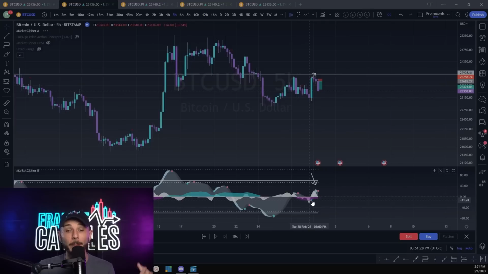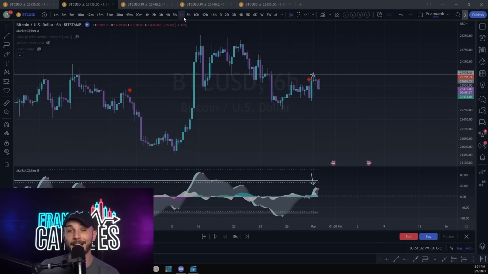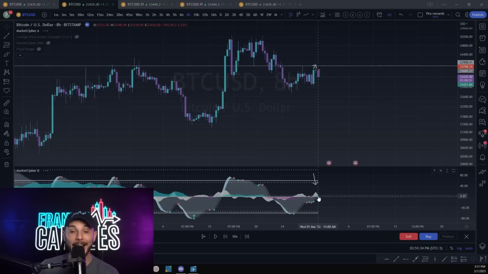And then you could even come up a little higher. The 5-hour red dot's also printing. Your 6-hour red dot is also printing. Your 8-hour is also looking to print a red dot, although it is not printing just yet. It is looking to print soon, right? I see that because the VWAP is cooling off.